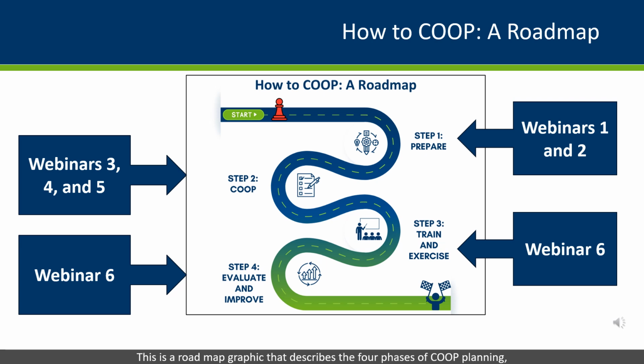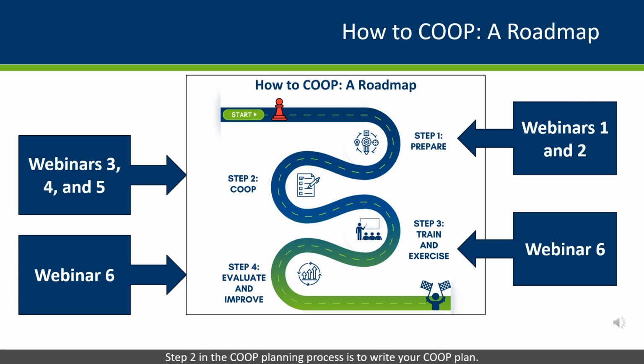This is a roadmap graphic that describes the 4 phases of COOP planning, and each phase corresponds to a bend in the road. There is a red chess piece that will move with us as we progress through this roadmap and progress through the webinars. Step 1 in the COOP planning process is to prepare. Preparing includes building your COOP planning team and setting up your project management plan, as well as understanding the COOP planning elements and the regulatory environment. Webinars 1 and 2 focus on step 1.